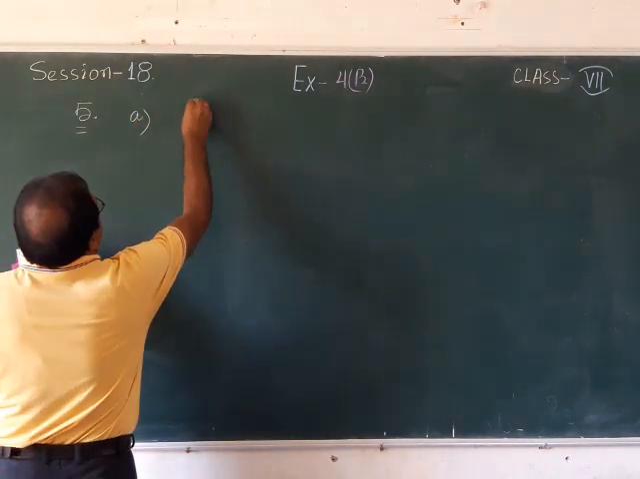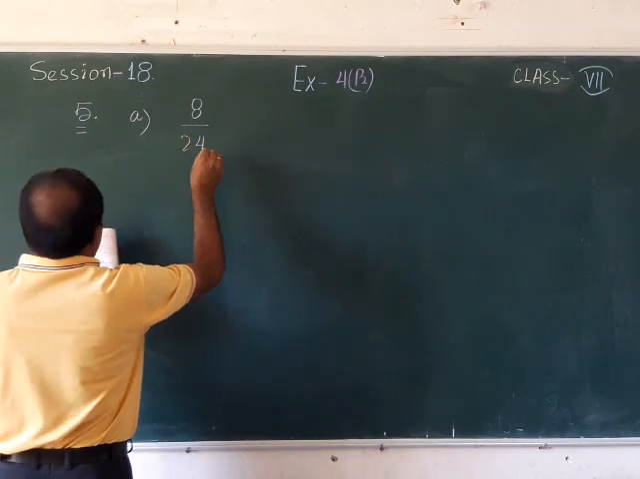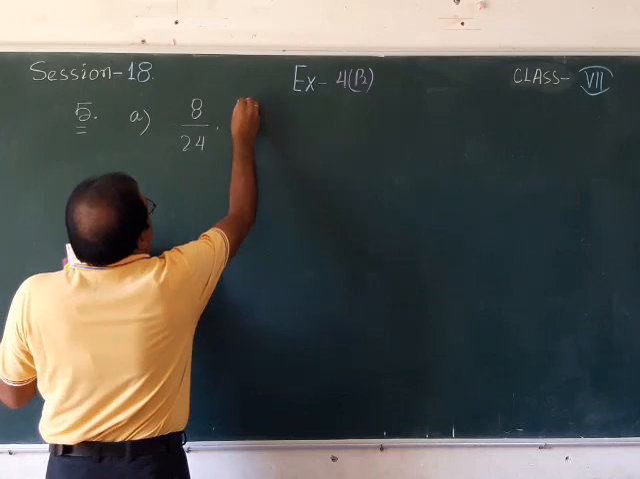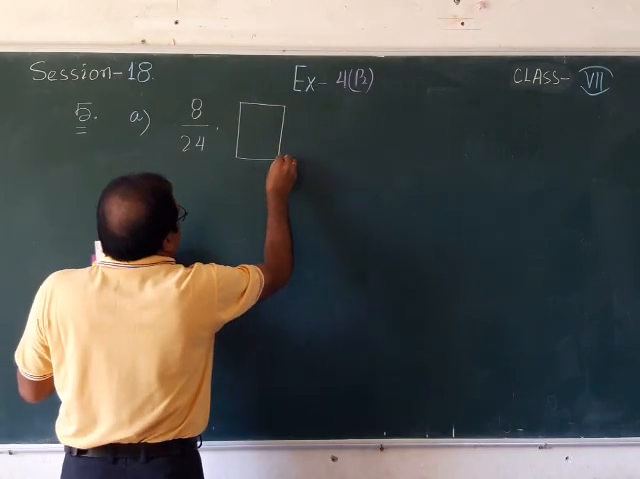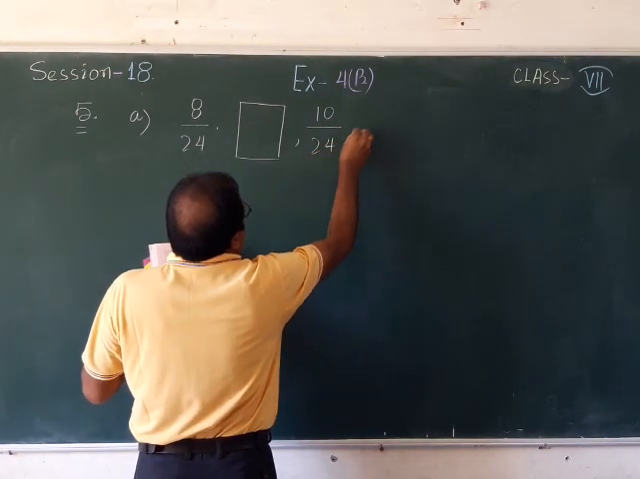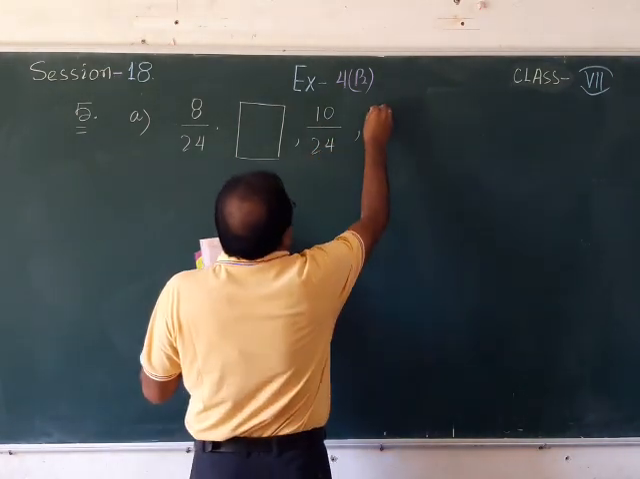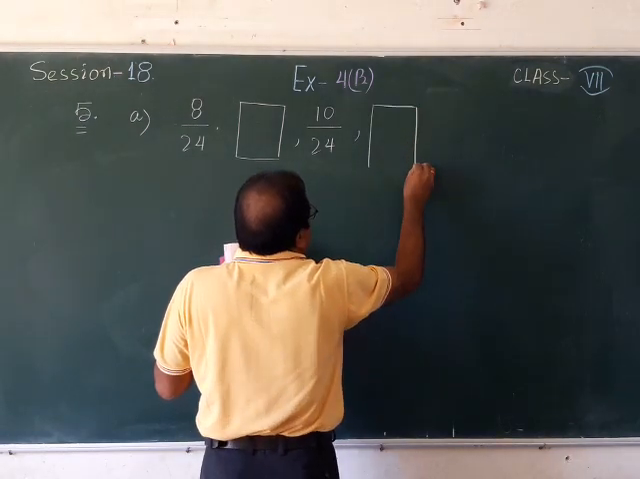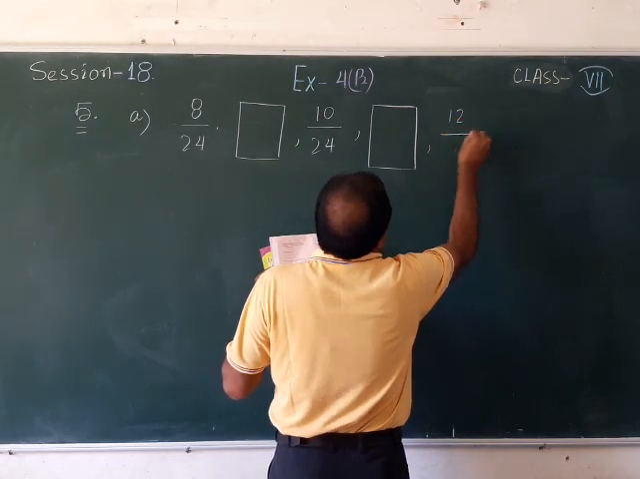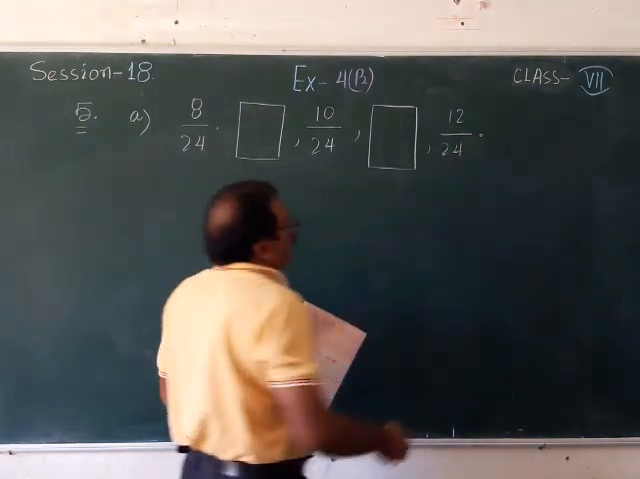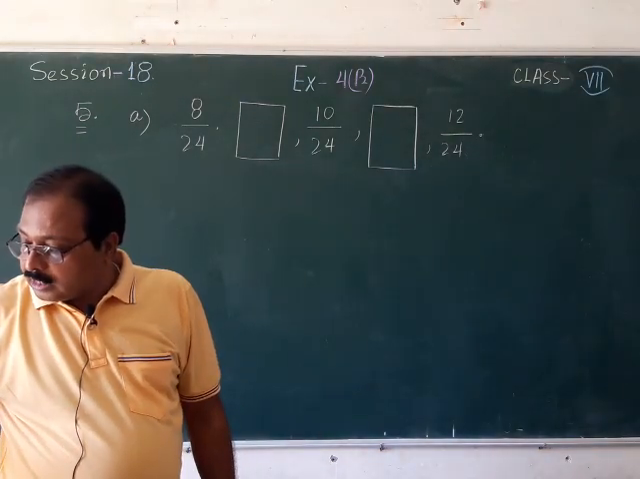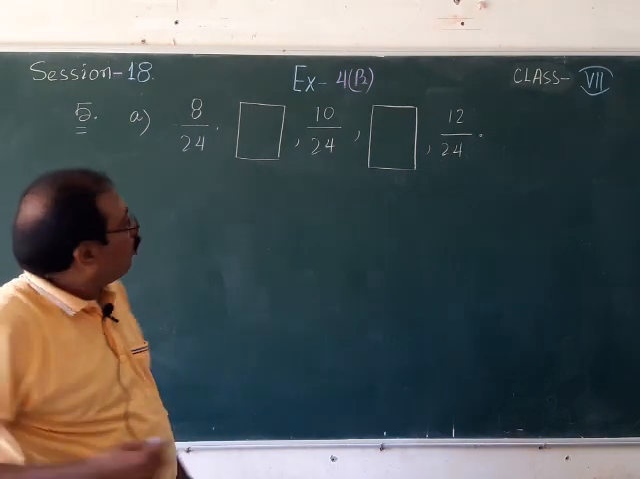A number, it is 8 upon 24. Then there is a box. Then here it is written 10 upon 24. Then again there is a box, and then comma, again it is 12 upon 24. So now the question is, which number is there in these boxes?